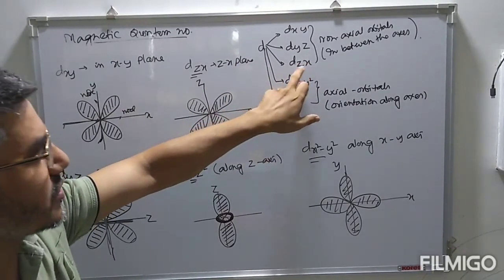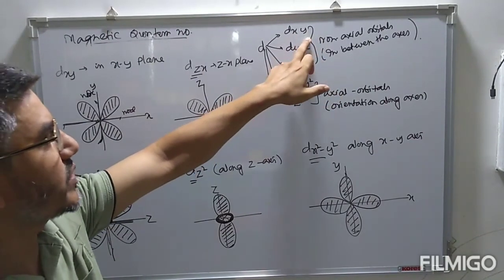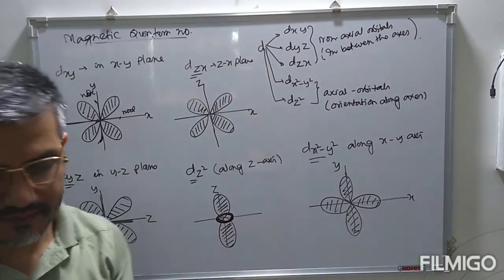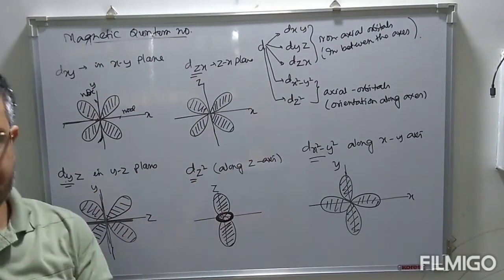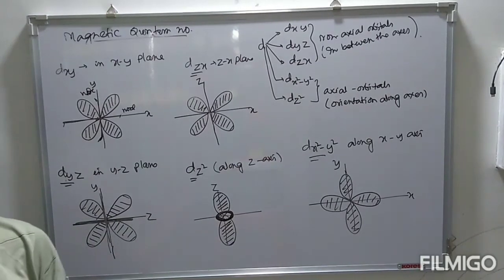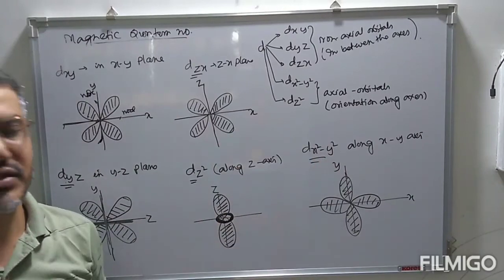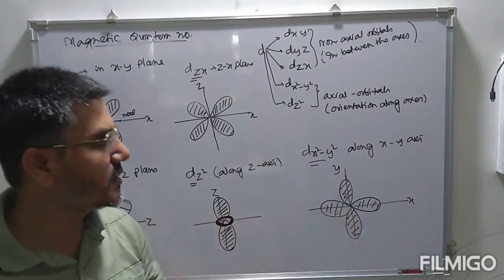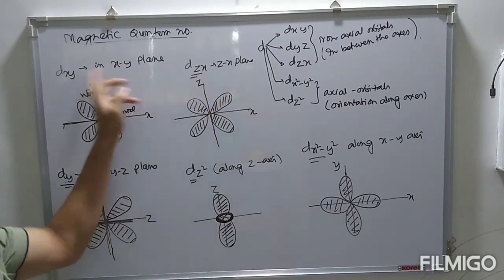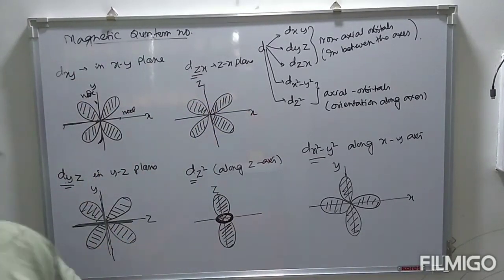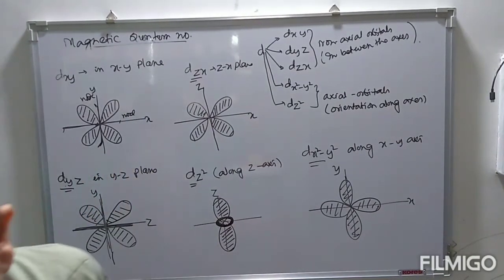Purely along x and y, purely along z. That is in zx plane or in between z and x. yz plane or between y and z axis. xy plane or in between x and y. So this magnetic quantum number defines the orientation of the orbitals in space, in which particular direction this orbital has its orientation. This orientation is along x and y, along z axis, this is xz plane, xy plane, yz plane.